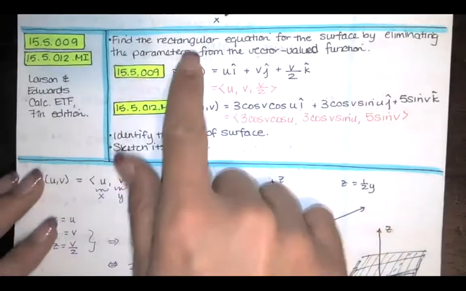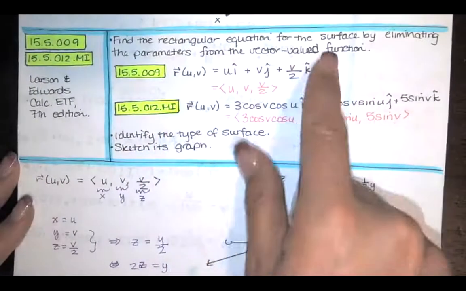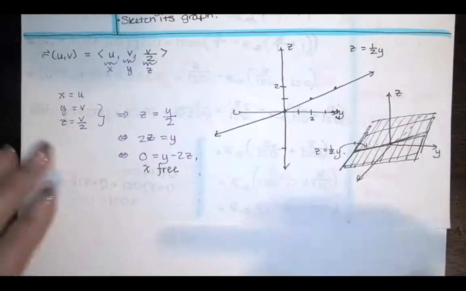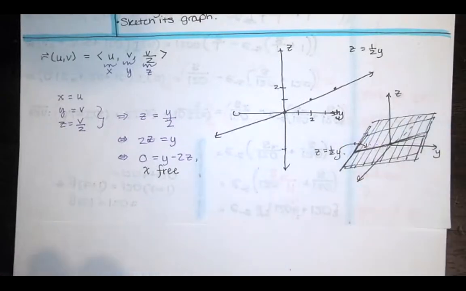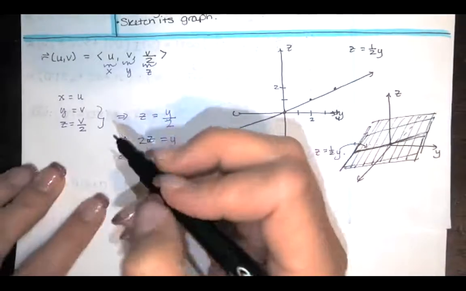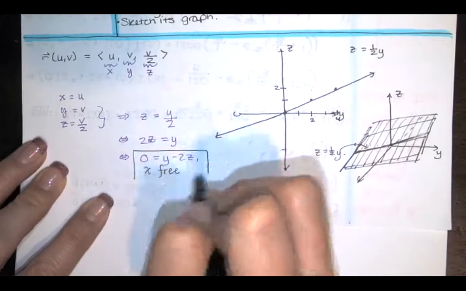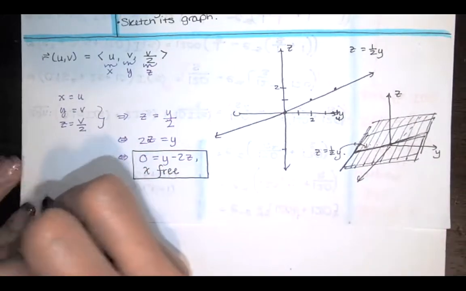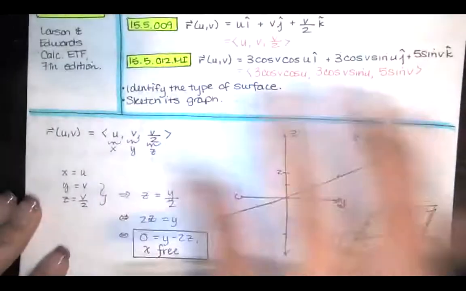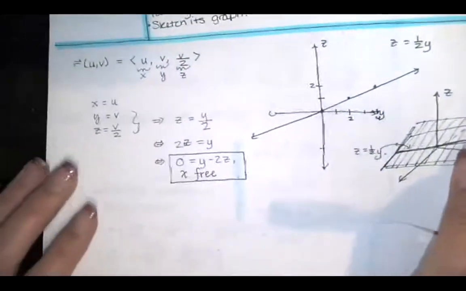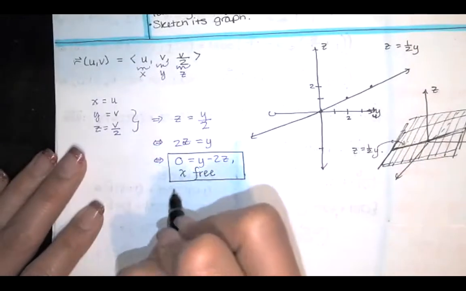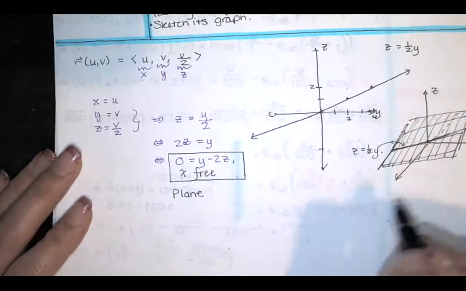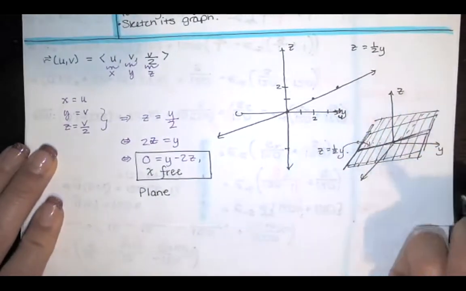Okay, so we're asked to find the rectangular equation for the surface. And we did. And I tried to draw it, but unsuccessfully made it look like it was going down in the x direction when it's not. That is our rectangular equation. And the next question asks us to identify the type of surface. That's a plane. And then we tried to sketch its graph. That was the best I could do.